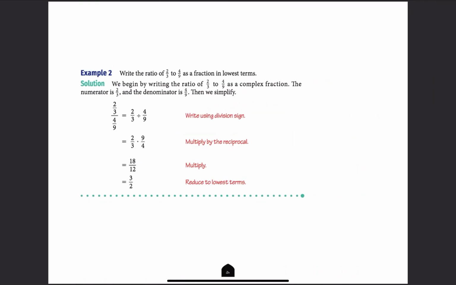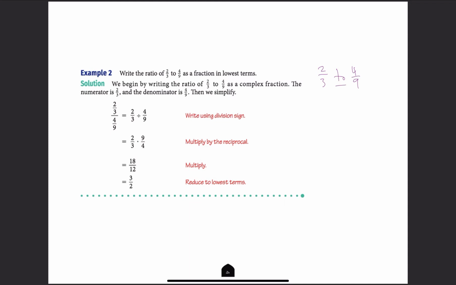So we looked at an example from cooking. And here's an example from our standard algebra text. Let's write the ratio of 2/3 to 4/9 as a fraction in lowest terms. So the first thing we want to do is recognize that a ratio is division of two numbers. In this case, the two numbers are fractions. So we're going to have a complex fraction, but that's okay. We're just going to reduce it.